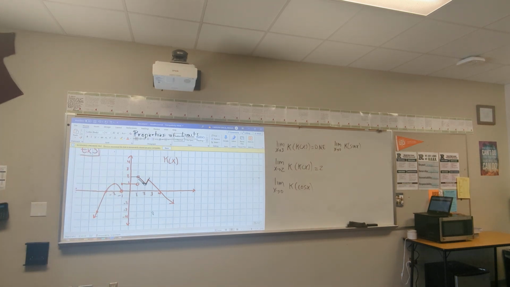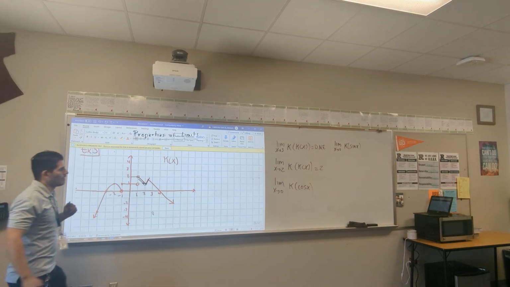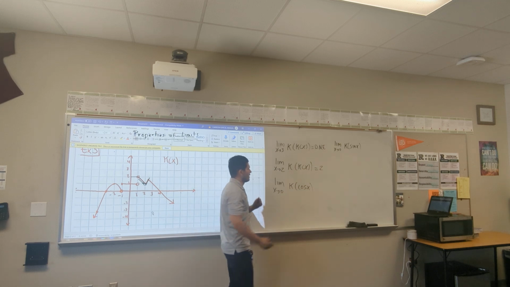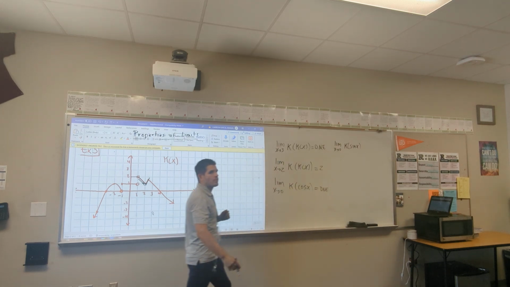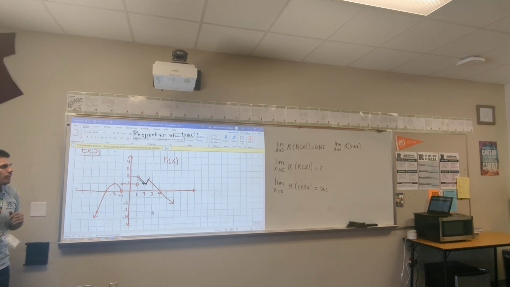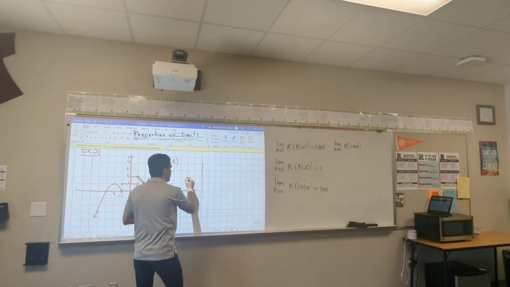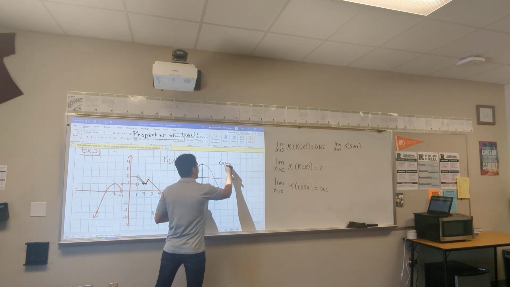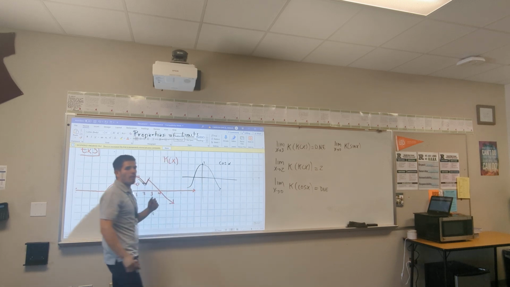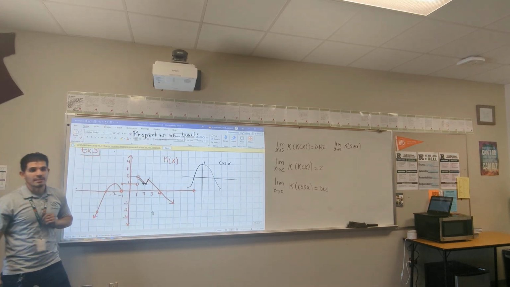Has anybody tried that one? D and E. D and E? Okay. Well, let's discuss why. So D and E. So for cosine, do we know what cosine looks like? All right, so real quick, I'm going to graph it. Here's cosine of x, where this value here is 1. So let's look at it.